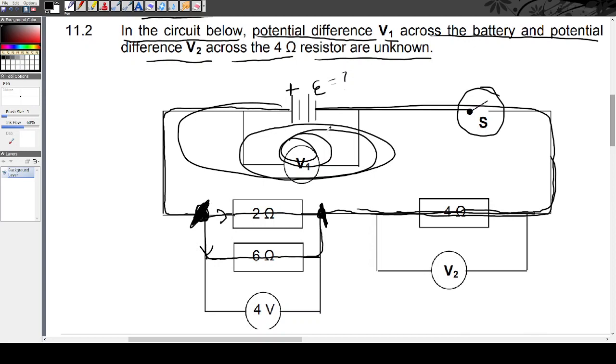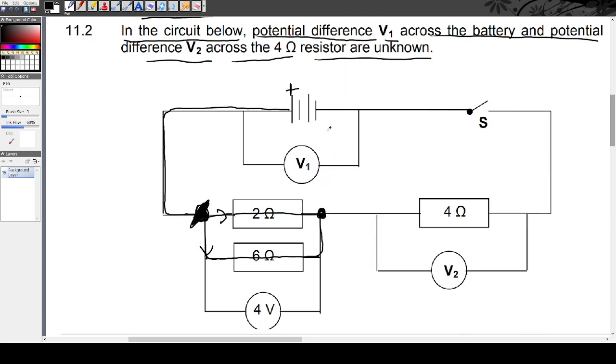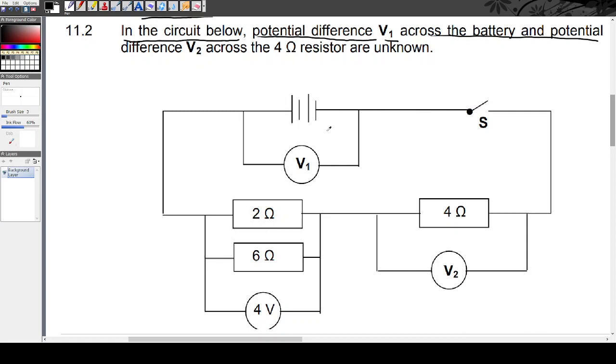Okay, so that's how it will work. This is how the circuit will work, or how the electricity will flow in the circuit. Okay, let's not waste time. Let's answer the questions.